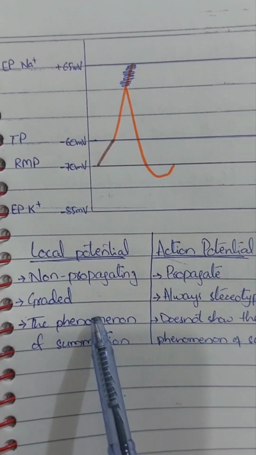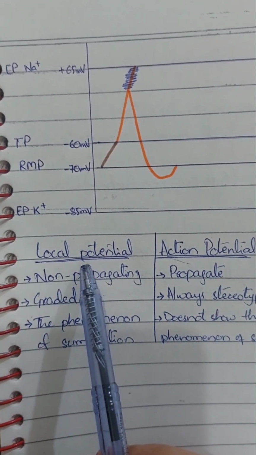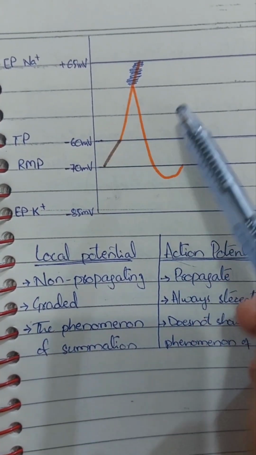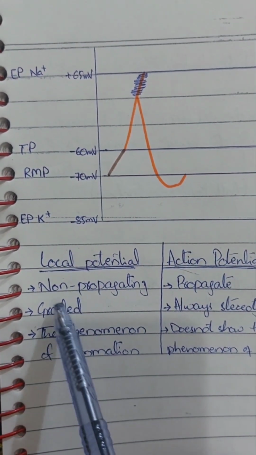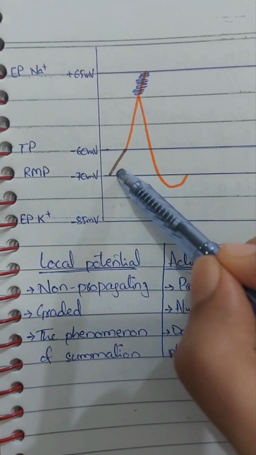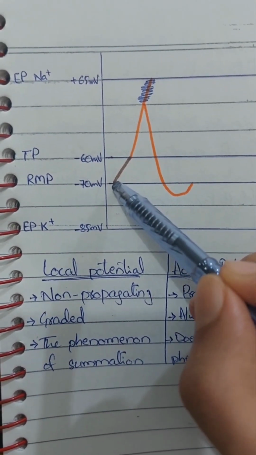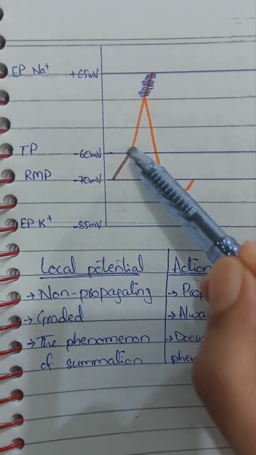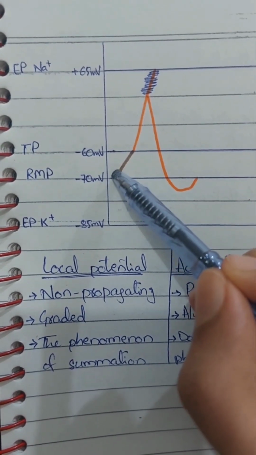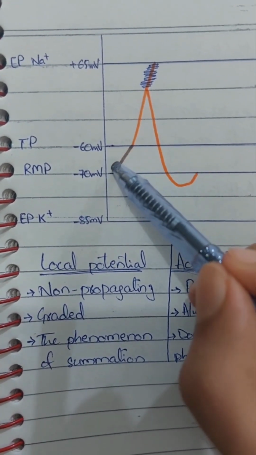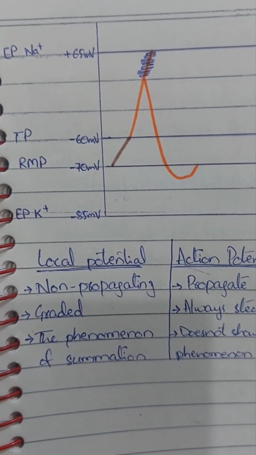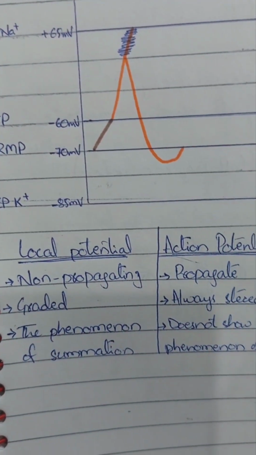What is the difference between local potential and the action potential? Local potential is non-propagating and action potential propagates along the membrane. Local potential is graded. It depends on the stimulus. If there is a strong stimulus, it reaches the threshold potential, and if the stimulus is low, it cannot reach the threshold potential and dies out. So it depends upon the amount of stimulus, how strong the stimulus is.